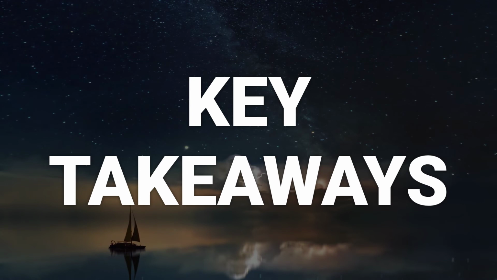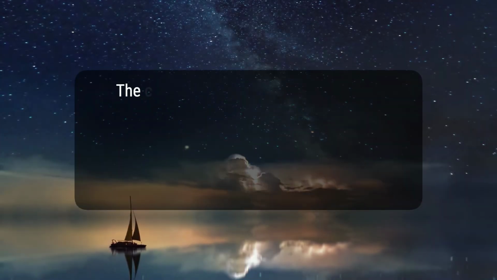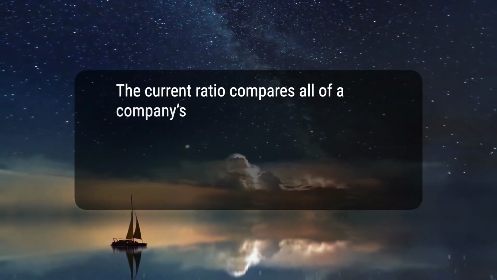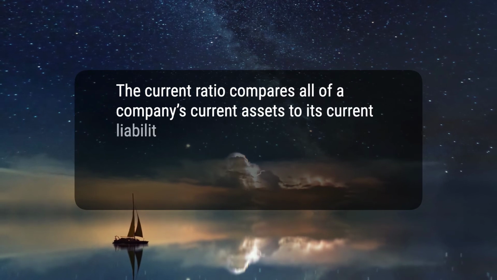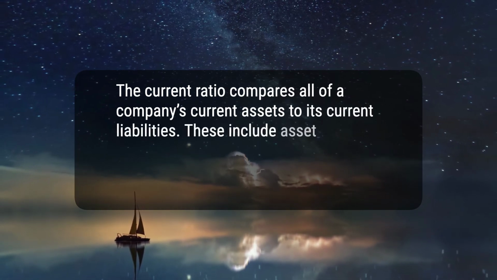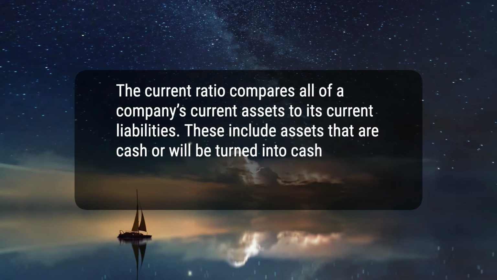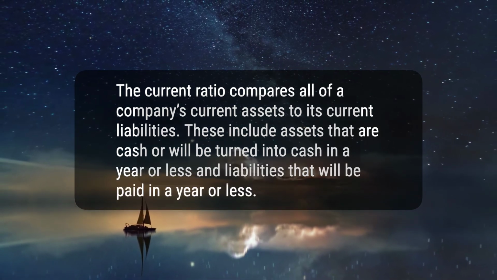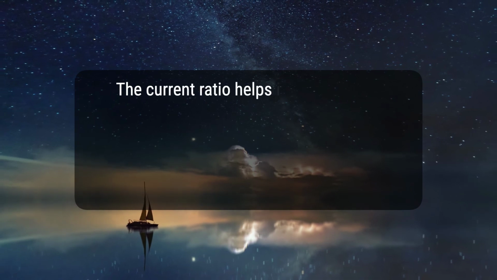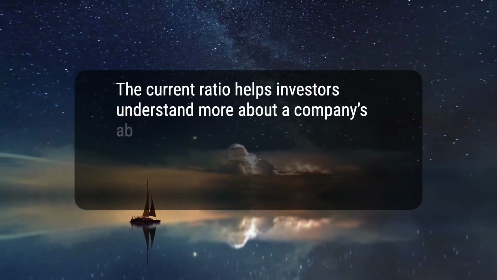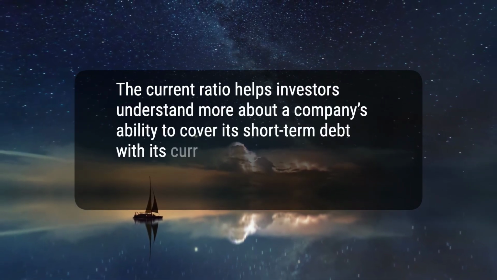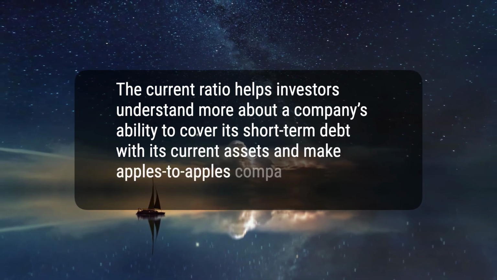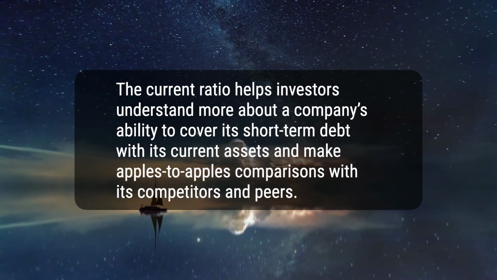Here are 3 key takeaways. 1. The current ratio compares all of a company's current assets to its current liabilities. These include assets that are cash or will be turned into cash in a year or less and liabilities that will be paid in a year or less. 2. The current ratio helps investors understand more about a company's ability to cover its short-term debt with its current assets and make apples-to-apples comparisons with its competitors and peers.